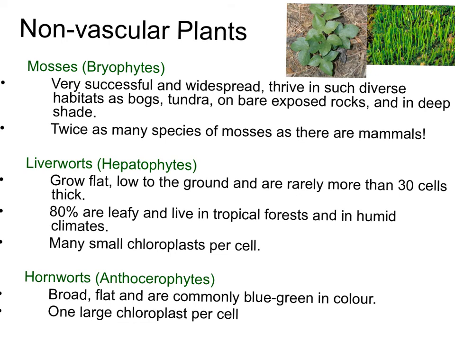Now, in terms of non-vascular plants, we have a few different types, including bryophytes, hepatophytes, and anthocerophytes. All of these are short, flat plants, with the mosses being the most recognizable to you. And mosses grow everywhere. They're very successful organisms, and so you find them everywhere. And there's actually tons and tons of different moss species.